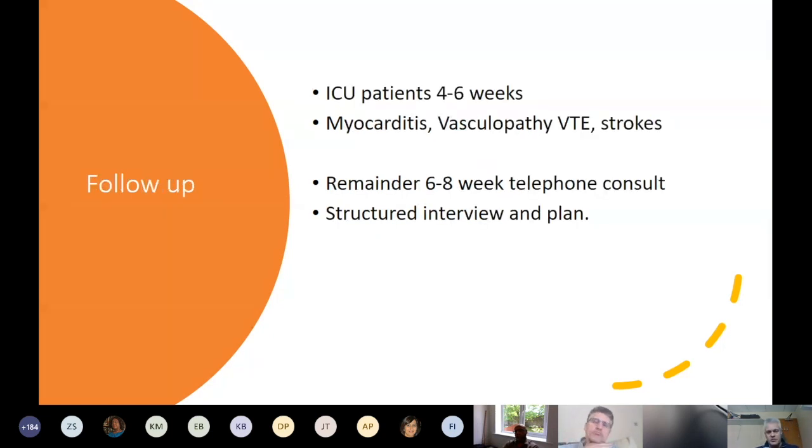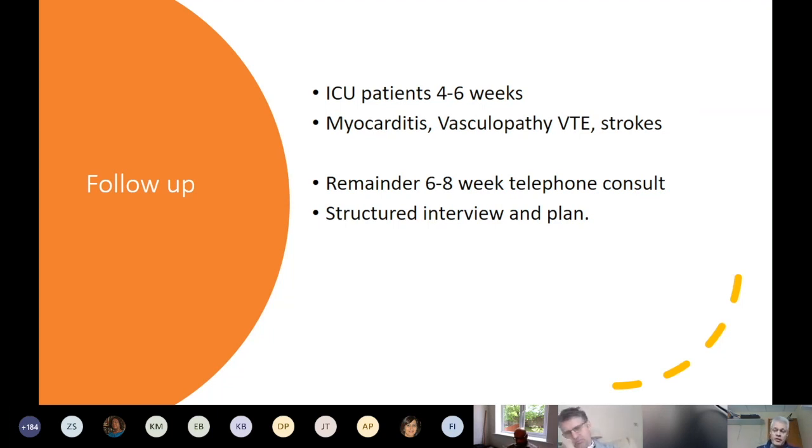The ICU patients have been pretty sick, but thankfully some of them have been discharged home, and my wonderful colleagues in ICU are arranging follow-up of these patients at 4 to 6 weeks. Because we know some of them suffer with myocarditis. There appears to be a vasculopathy in these patients with an increased tendency to venous thromboembolism and possibly strokes. And as I say, our ICU colleagues are following these patients up.